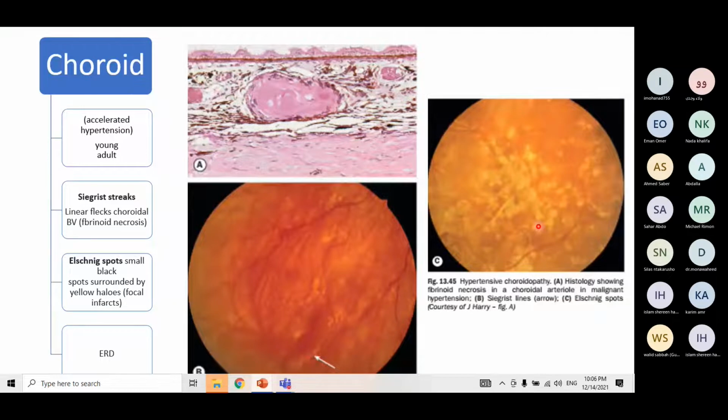And in extreme cases, they may have exudative retinal detachment. So this is how the Siegrist streak looks like, and those are the Elschnig spots. They look like that.